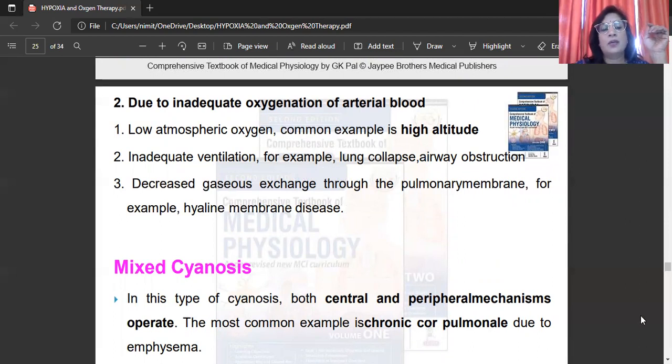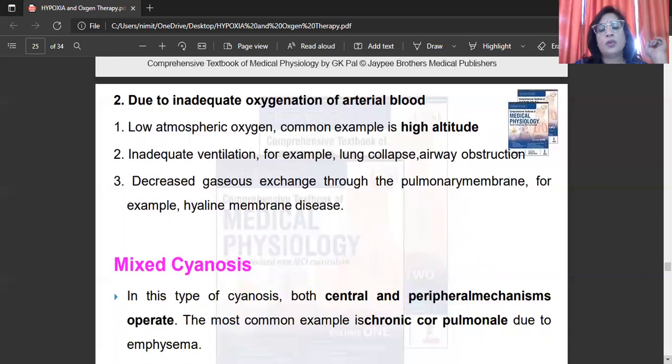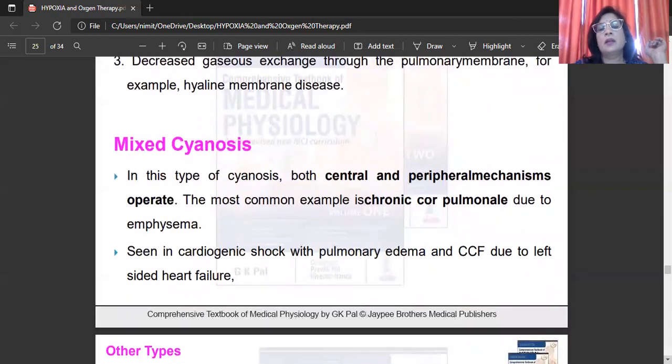Then in mixed cyanosis, in this type of cyanosis, both central and peripheral mechanisms operate. The most common example is chronic cor pulmonale due to emphysema, seen in cardiogenic shock with pulmonary edema.